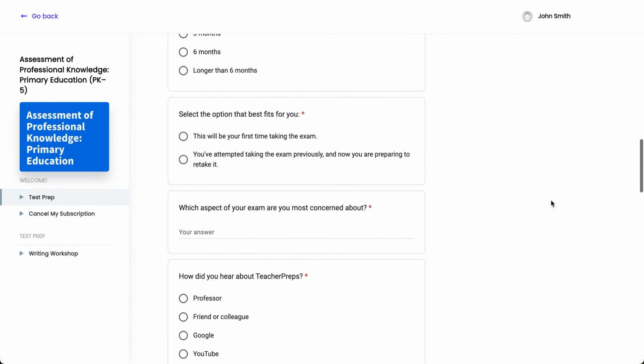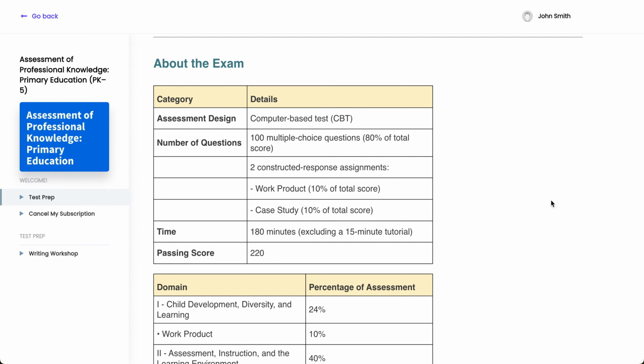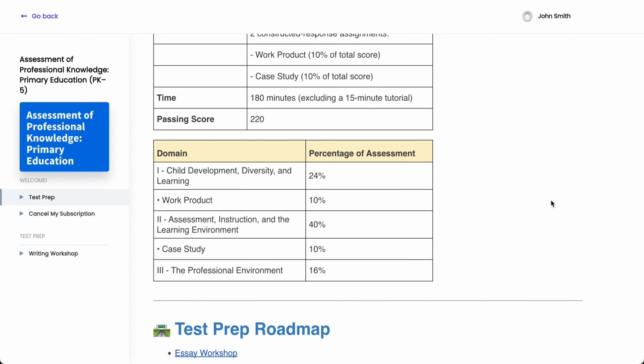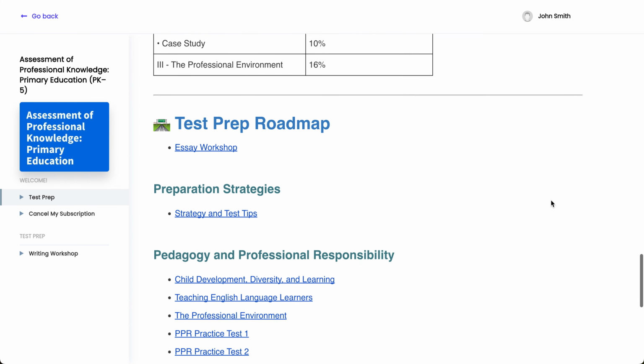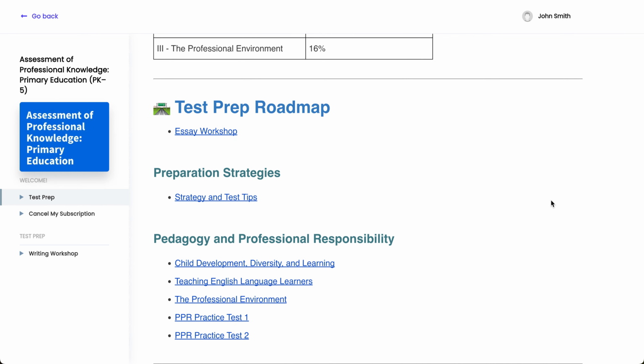All right, so what we want to do is scroll down this page, and make sure that you've already watched our about or introduction video on this test so that you know how many questions you can expect to get and how much time you can expect to receive on each question. But our focus today is the essay or the constructed response section. So what we want to do next is click this link labeled Essay Workshop.